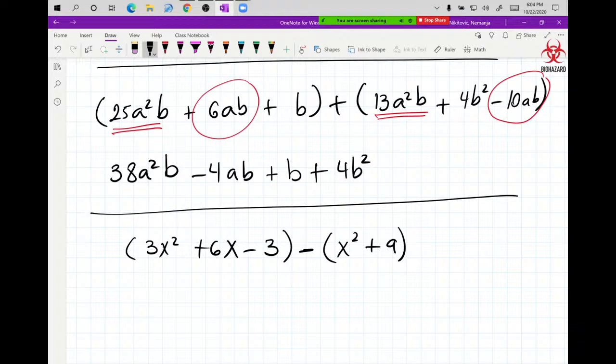When you have a subtraction in between, please make sure you distribute that negative to every member of the parenthesis. So try working this out on your own. It's the same as addition, except you have to distribute the negative. You still look for the like terms and all of the same business as before.